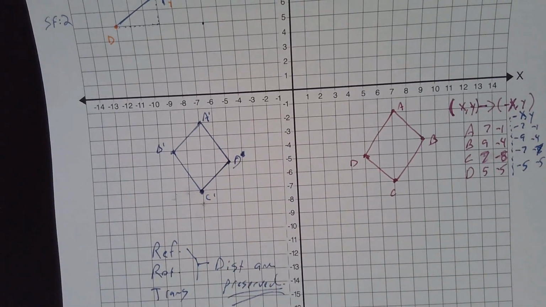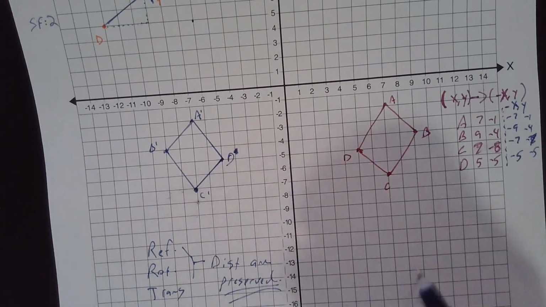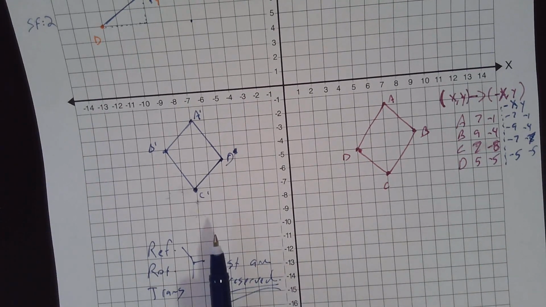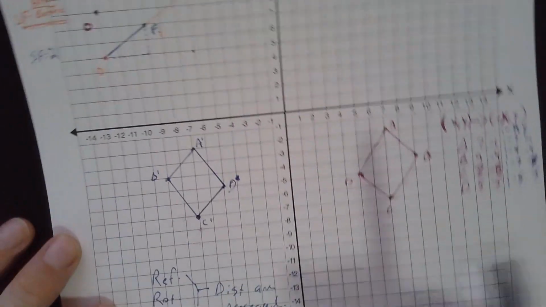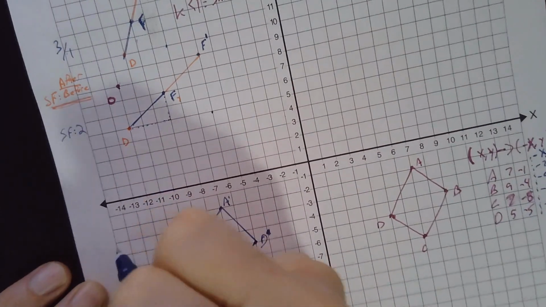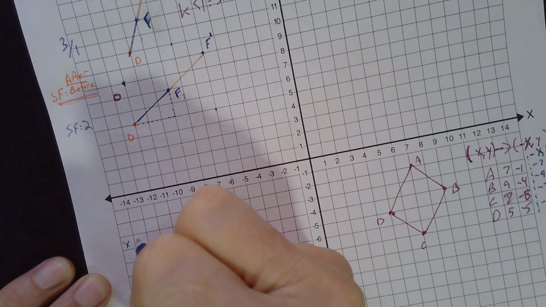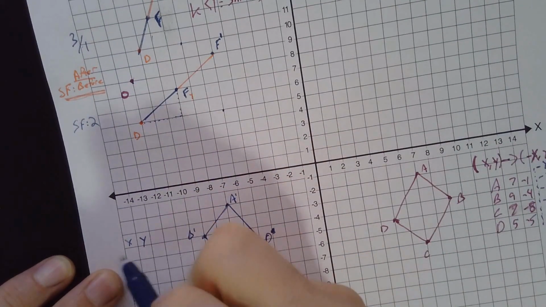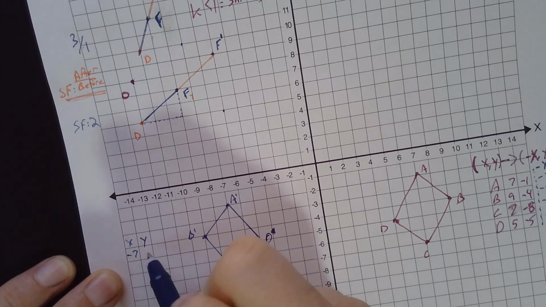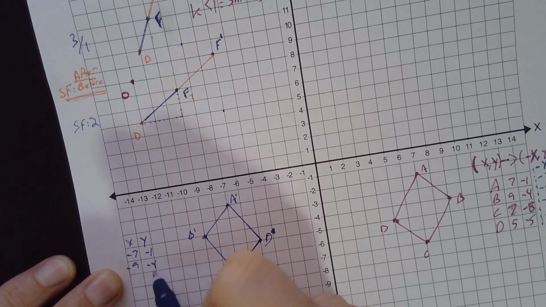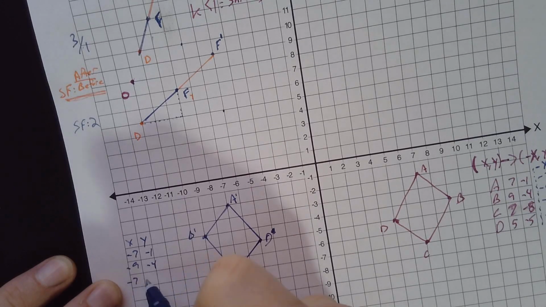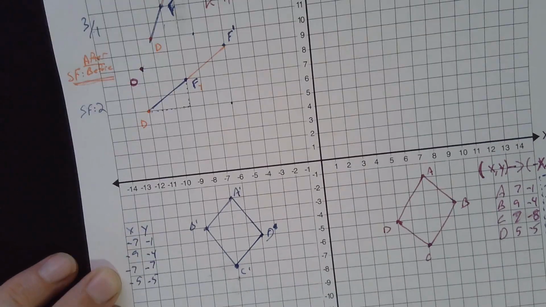Okay, so this was a rigid motion and distances were therefore preserved. Now let's go ahead and do my xy coordinates over here, and they were negative 7 and negative 1, negative 9 and negative 4. I had negative 7 and negative 7 and negative 5 and negative 5. Okay, those are my xy coordinates.